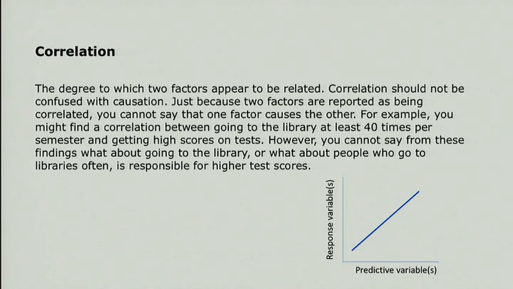Now we have correlations. We already talked about these. The degree to which two factors appear to be related. Okay, correlation should not be confused with causation. It's very important. Just because two factors are reported as being correlated, you cannot say that one factor causes the other. For example, you might find a correlation between going to the library at least 40 times per semester and getting high scores on tests. However, you cannot say from these findings what about going to the library, or what about people who go to libraries often, is responsible for higher scores. Correlation, as we said this morning, does not mean causation. Okay, there's correlative evidence, but not causative evidence.